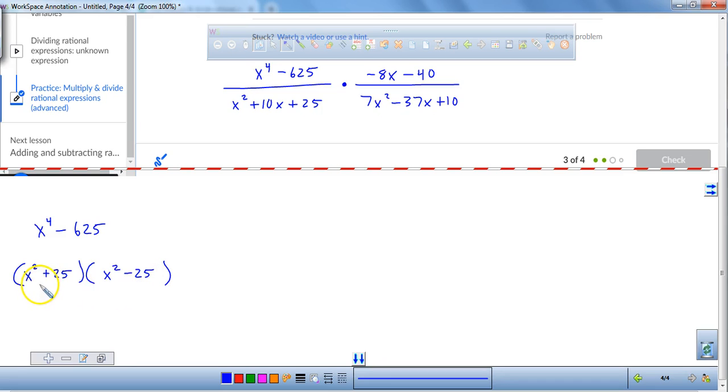Now, this one is simplified. You can't factor that anymore, but we can factor this. This is another difference of squares. So we're going to leave x squared plus 25, and then we're going to factor this to x plus 5 and x minus 5. This is crazy. We've got a difference of squares inside a difference of squares.